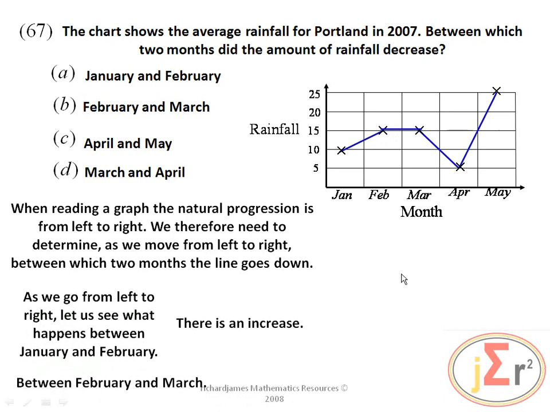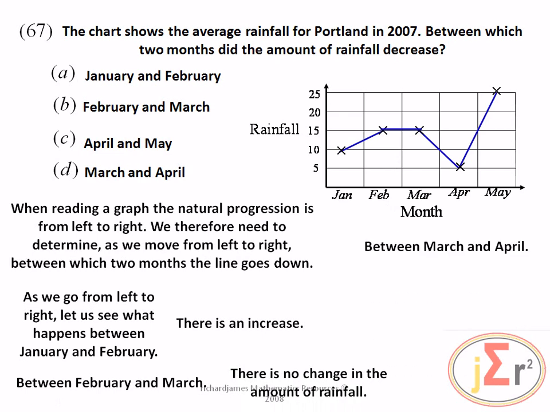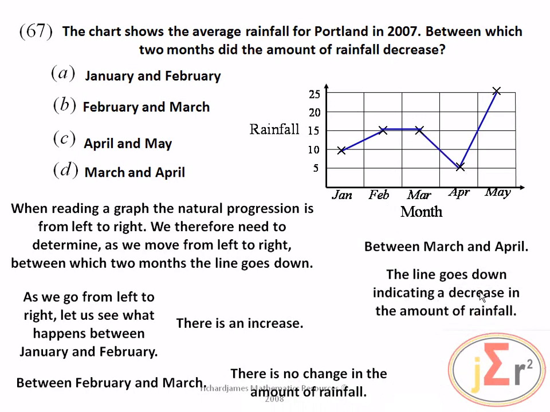Between February and March, this line, what happens? We notice that the line is flat. So there is no change in the amount of rainfall. And between March and April, there we have it, going down. So the line goes down, indicating a decrease in the amount of rainfall. So the correct answer is option D.